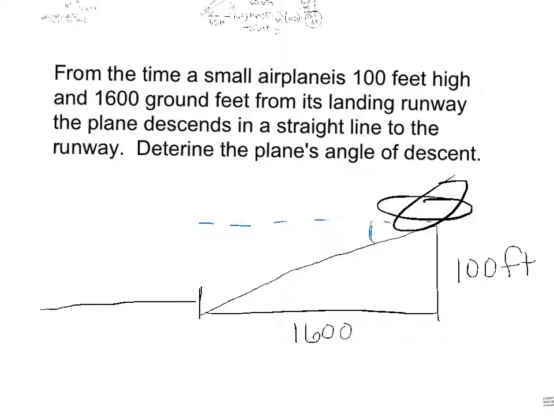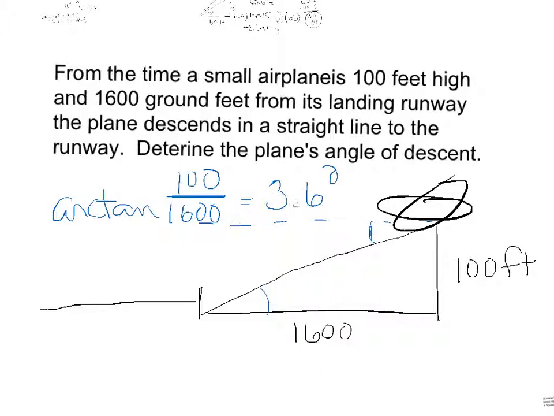Notice you have two parallel lines cut by a transversal, so opposite interior angles are the same. The angle of descent is the same as the angle of elevation. So what are we going to use? Arctan of 100 over 1,600, and that is what, 3.576 or 3.6 degrees.